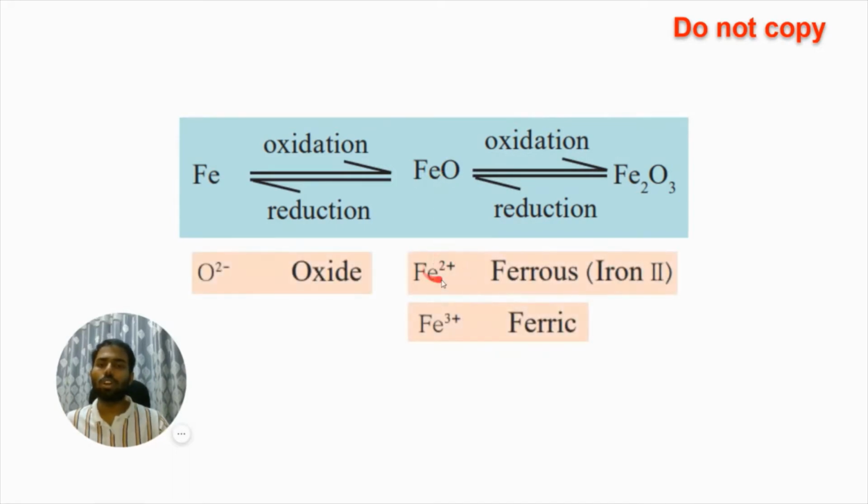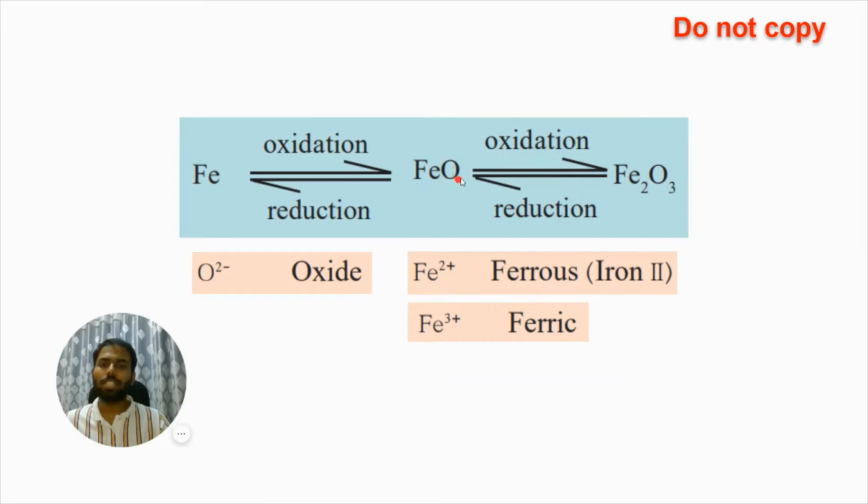Because Fe can have two states. It can be in 2 plus state or it can be in 3 plus state. This I've taken from the previous table, right? So 2 plus state is called ferrous and 3 plus state is called ferric. So here, in 2 plus state or 3 plus state, how will you know that? You know that oxide is always in 2 minus state, right?